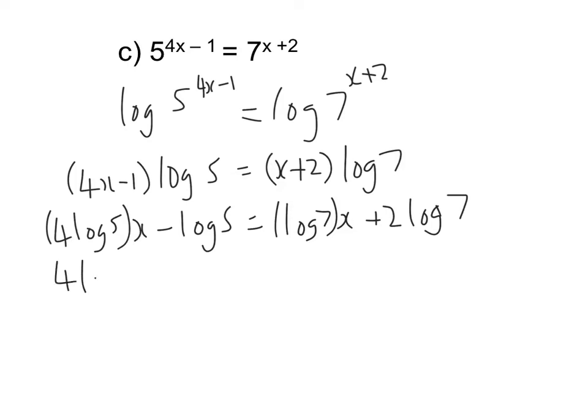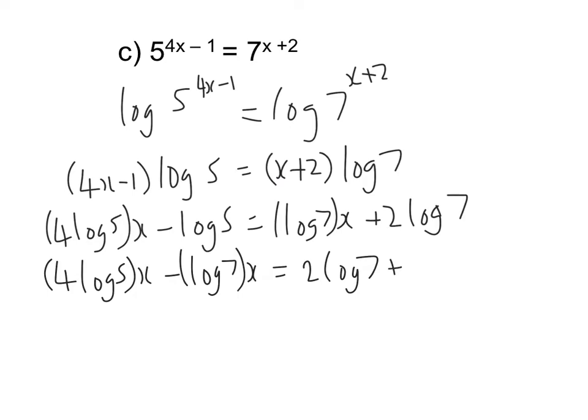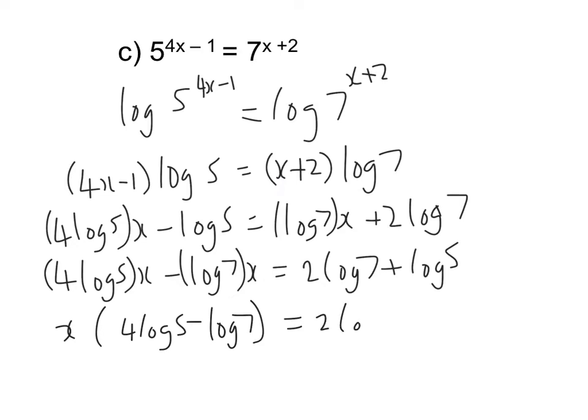and we have the 4 log 5 already, minus the log 7, and that equals the 2 log 7 that's already there, plus the log 5. You'll notice on the left hand side x is common, it's a common factor, so we can factorize it out. So we'd have x multiplied by 4 log 5 minus log 7, and the right hand side stays the same.